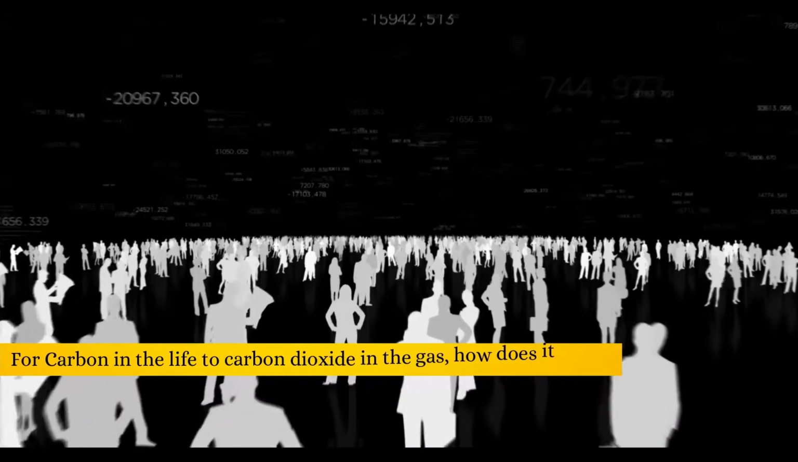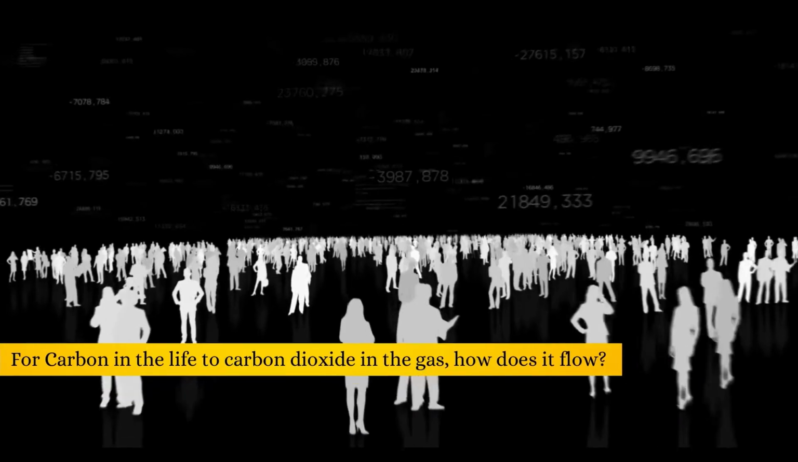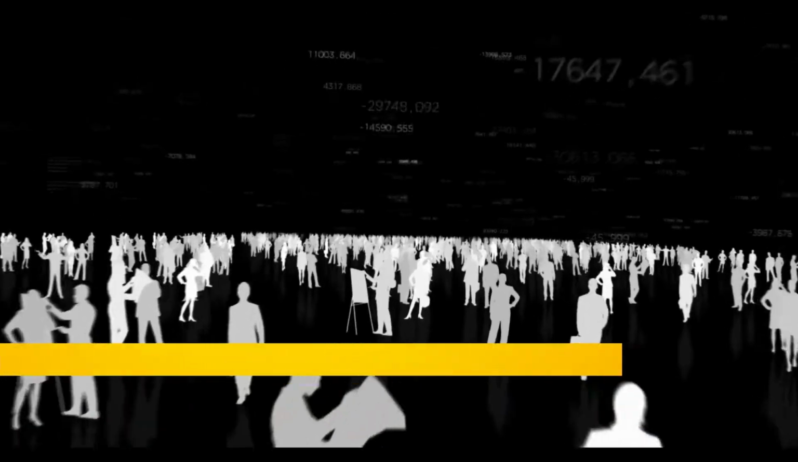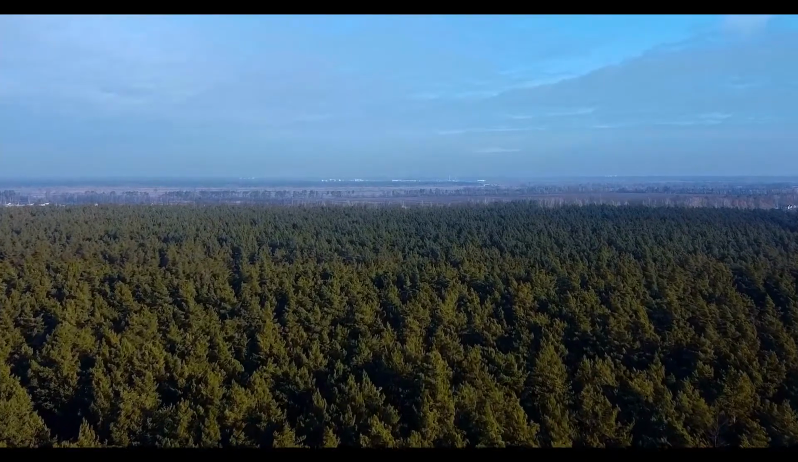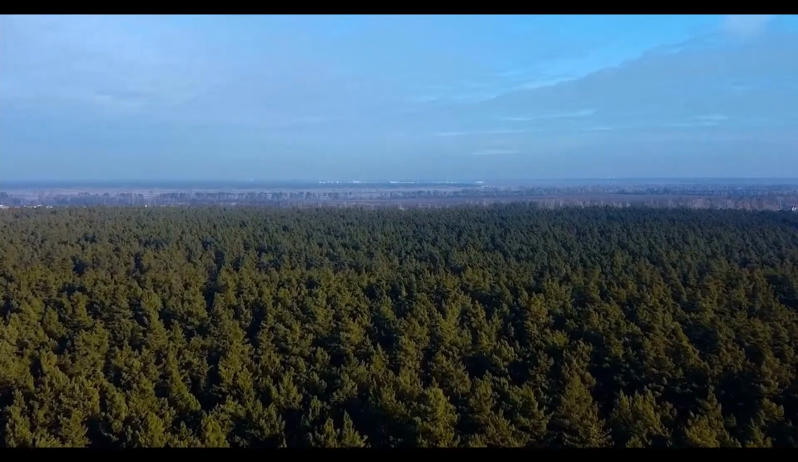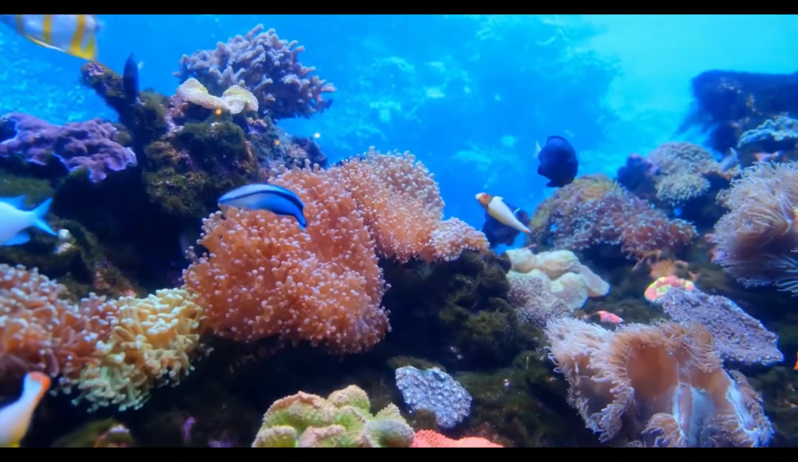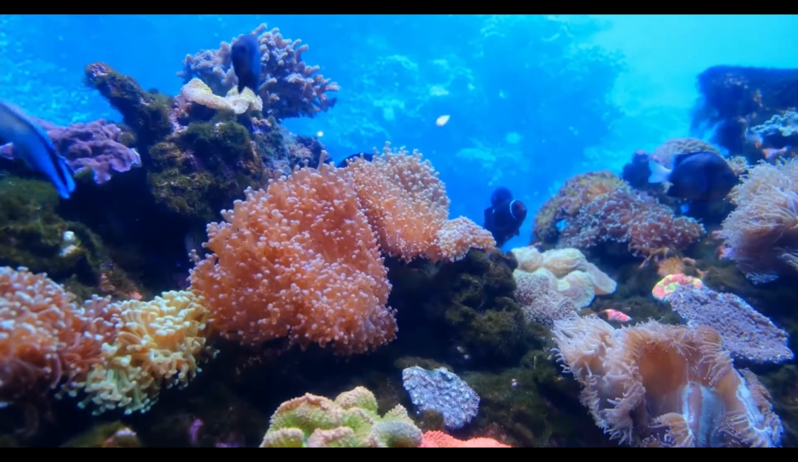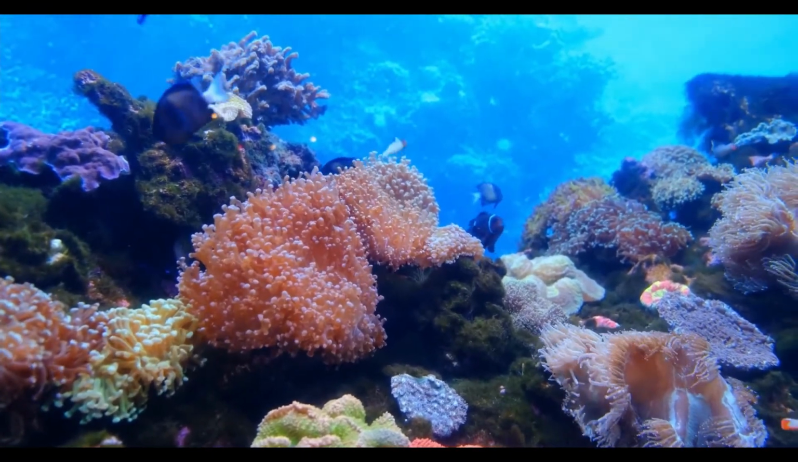From carbon in life to carbon dioxide in the gas, how does it flow? Is there a way to put all the carbon in the earth so that the air becomes less impure? To answer all these questions, we need to go back to when life was much simpler.